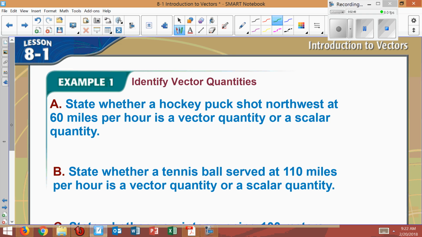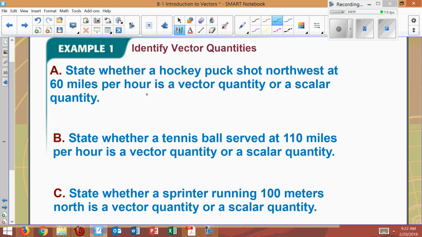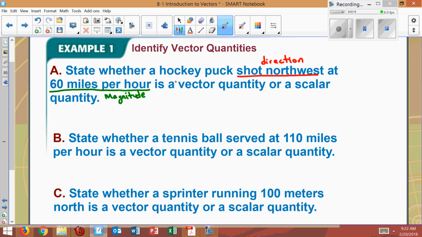A scalar is something that can just be multiplied times it. So we're going to look at some examples here. We're going to determine whether a hockey puck shot northwest at 60 miles per hour is a vector or scalar. A vector means it has a magnitude and direction. This one says it's 60 miles per hour. That right there is magnitude. After this, I'm going to abbreviate and say mag, but that's magnitude. Not only that, it says it is shot northwest. Well, guess what that is? This is a direction. Since it has magnitude and direction, the correct answer here is that this is a vector quantity.